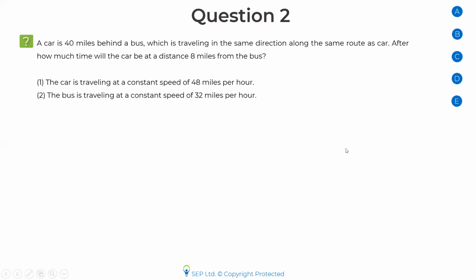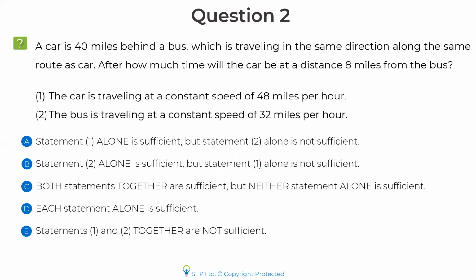All right, now let us see this question. So the question suggests that a car is 40 miles behind a bus. Okay, so if I start drawing, I can say there is a car and there is a bus. And since it is behind, I can say possibly they are moving in this direction.